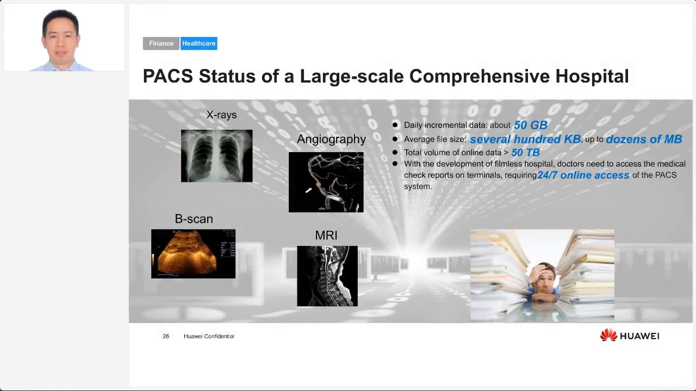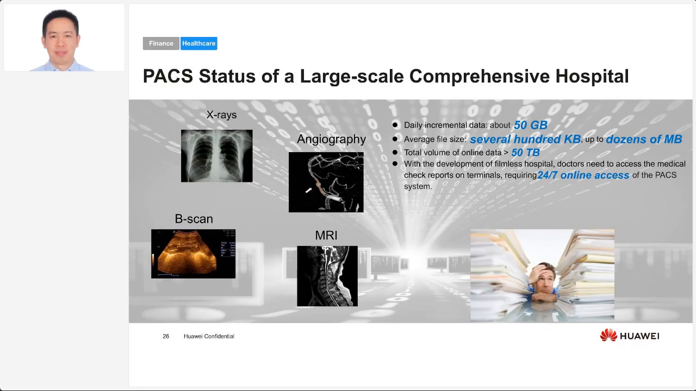PACS is a system in the hospital. For the largest-scale comprehensive hospitals, all the images we mentioned, including X-ray, ultrasound scan, MRI, or angiography systems, give you these indications. For example, the daily incremental data is about 50 GB. The average file size will be from several hundred KB up to dozens of megabytes, and the total volume of online data will be larger than 50 TB.